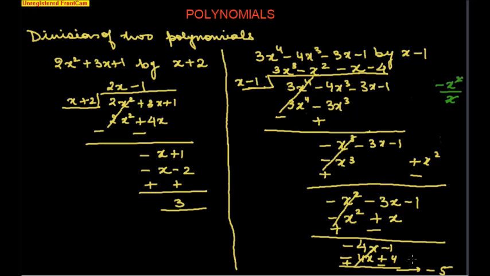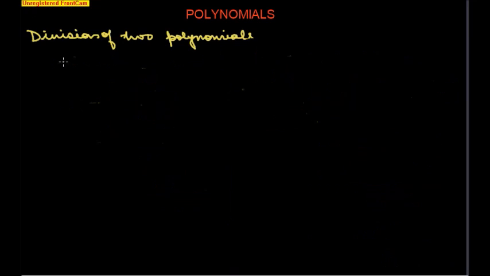Remember one thing while you're dividing. If any of the two polynomials is not written in the decreasing order of their power, or even if when you're dividing in between you do not get any polynomial in the decreasing order of their powers, then you will have to write down in the decreasing order of their powers and then continue with the division.